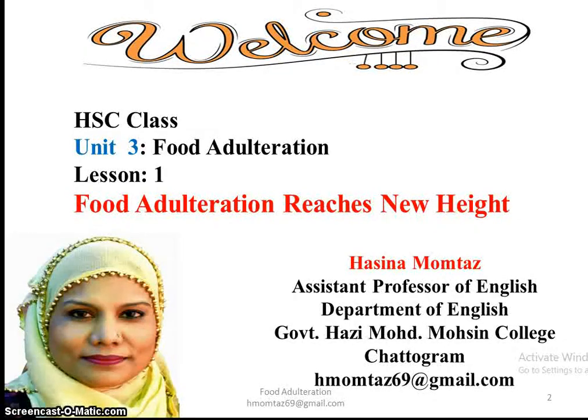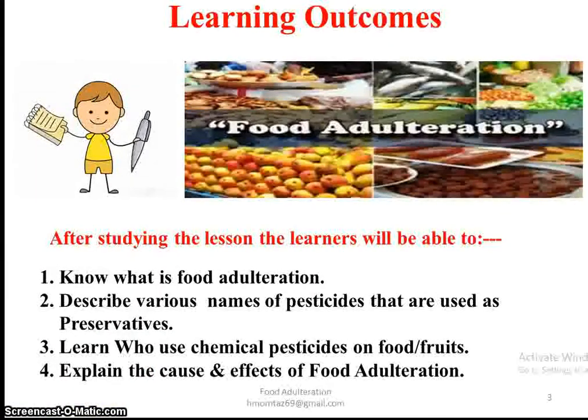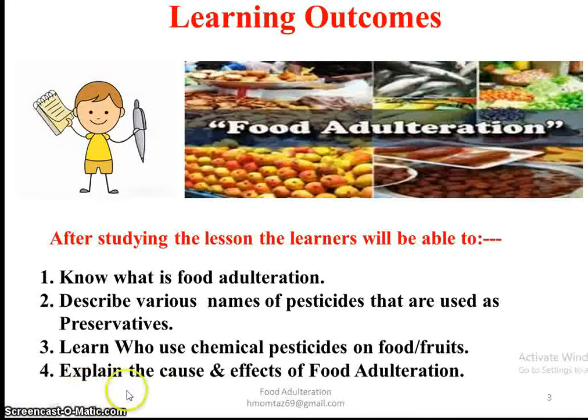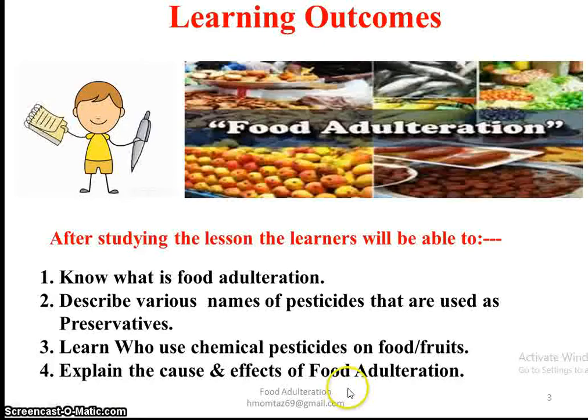This is Hasina Mumtaz, Assistant Professor of English, Government Haji Mohammed Mohsin College, Chittagong. Now see what the learning outcomes of the text are. After studying the lesson, you will be able to know what food adulteration is. You will be able to describe various names of pesticides that are used as preservatives. You will be able to learn who uses chemical pesticides on food or fruits or various food items. You will be able to explain the causes and effects of food adulteration.